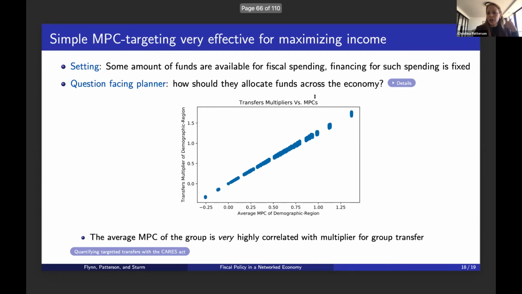So the figure here shows the effectiveness of that simple MPC targeting. On the y-axis, this is now for transfers I showed you, I have the multiplier of giving a $1 transfer to any demographic by region group. And on the x-axis, I have the estimated MPC for that group. And you can see here, there's a near perfect correlation. So you're going to get the largest multiplier by transferring to the group that has the highest MPC. I don't have it here, but in the paper, we show this is mostly still true for government spending.